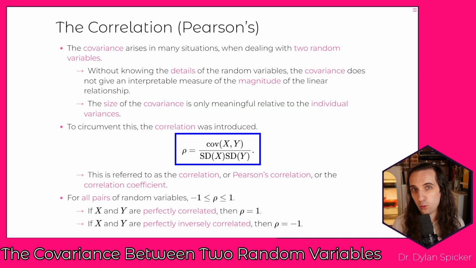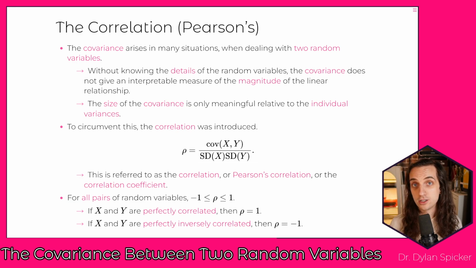Okay? And so with the correlation, the main benefit that we get is that we don't need to know the standard deviations or the variances of our random variables in order to interpret the magnitude of the effect here. And that's because it incorporates those variances or those standard deviations implicitly. Okay?